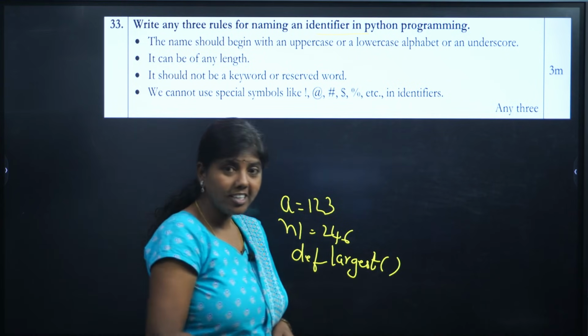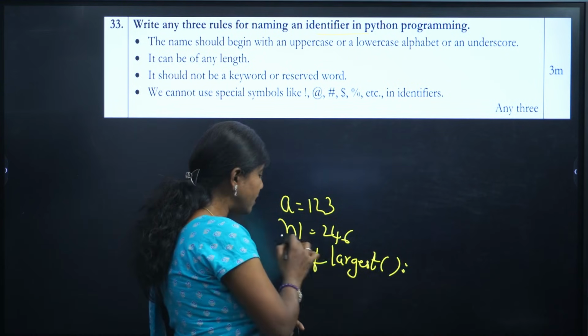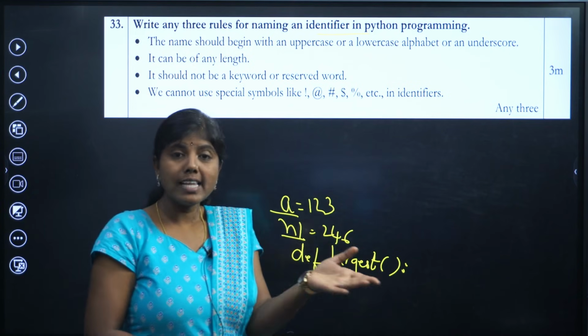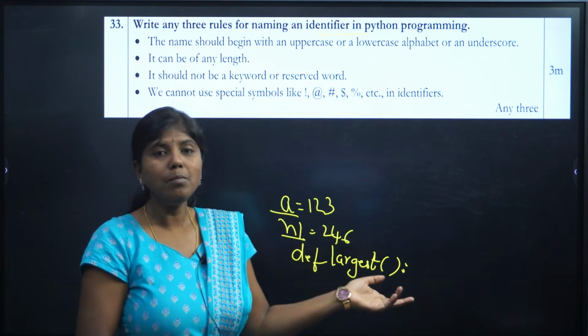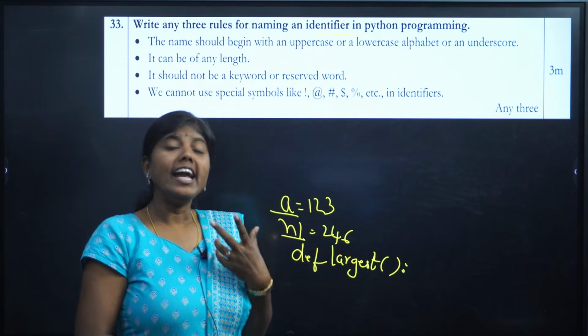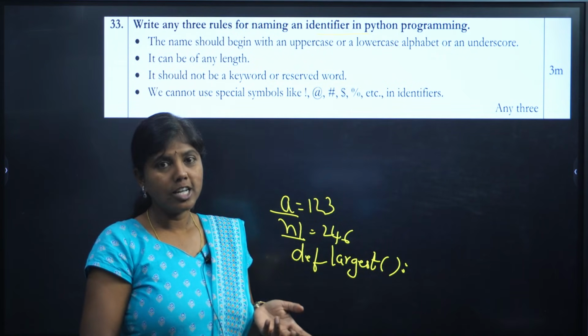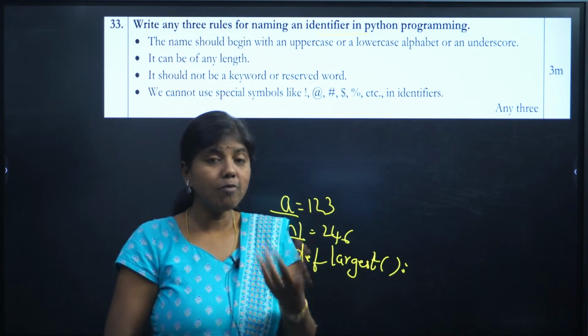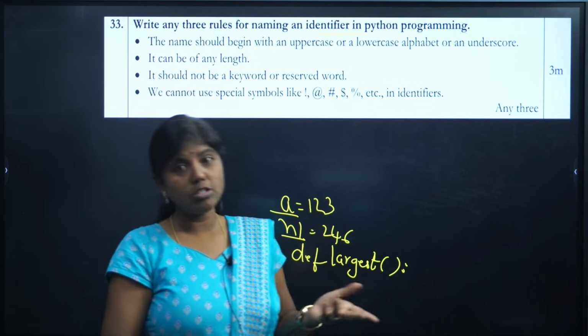So here we have a name given to the programming elements like a function, it can be a variable, it can be a class. These are all what? Identifiers. While giving a name for the identifiers, we have certain rules that you need to follow.